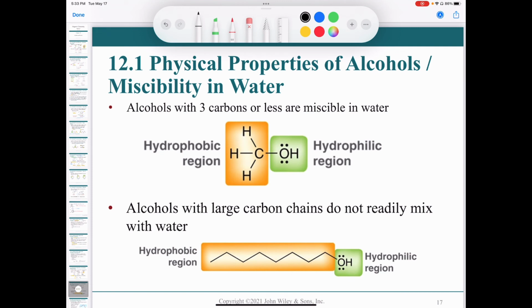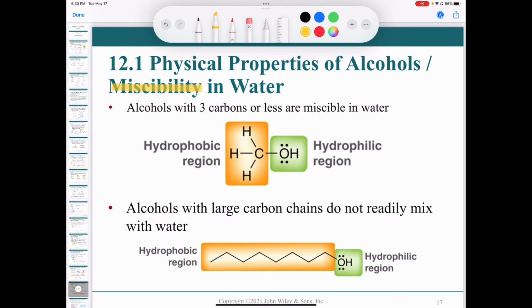The next thing I want to discuss is the miscibility of alcohols in water. Now, there's a difference between miscibility and solubility. When we talk about miscibility, I think of it as mixability. And miscibility simply means that you can mix something in all proportions in another solvent. So when we're talking about miscibility in water, that means that you can mix the alcohol in water in any proportion. And when we have an alcohol that has less than 3 carbons, it is miscible in water. So 3 carbons or less is what I should have said. That means that you can mix it in any proportion.